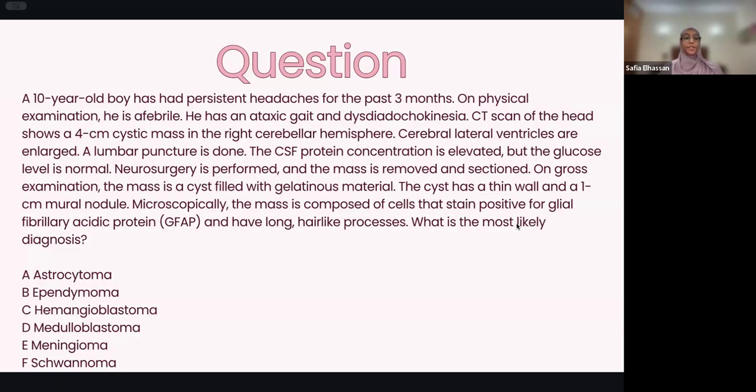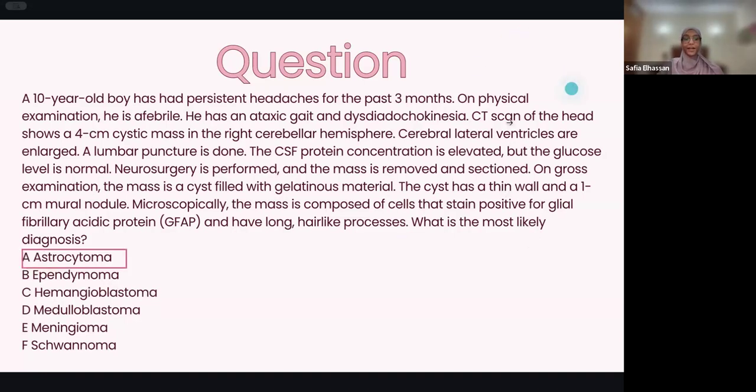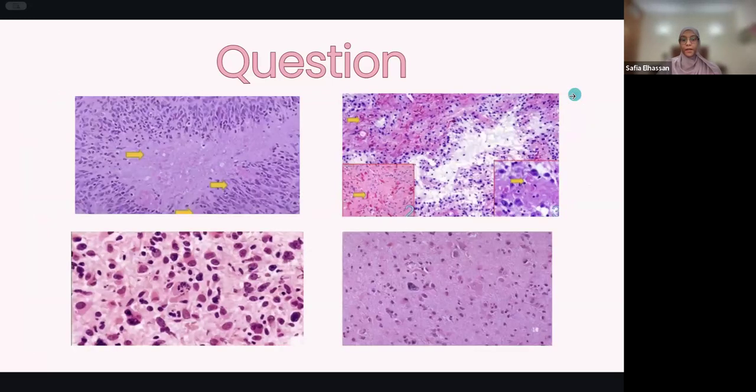On gross examination, the mass is a cyst filled with gelatinous material. The cyst has a thin wall and a 1-centimeter mural nodule. Microscopically, the mass is composed of cells that stain positive for glial fibrillary acidic protein and have long hair-like processes. What is the most likely diagnosis? Okay, so everyone is saying A. Yes, that's correct. This is an astrocytoma. And what does it look like on histopathology? A, B, C, or D?